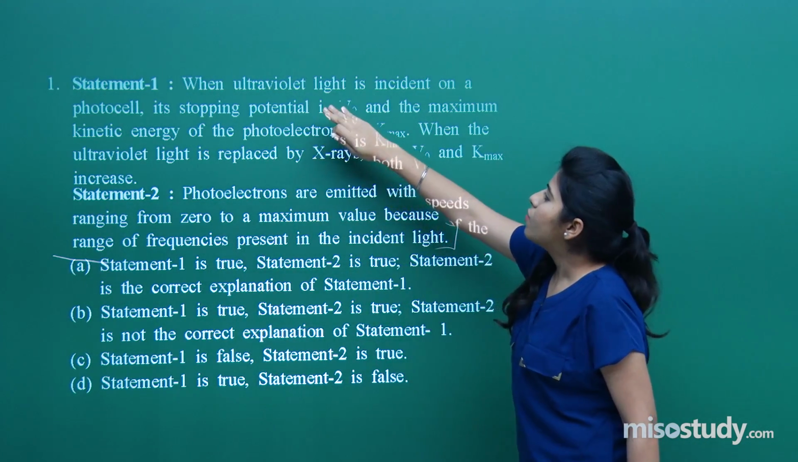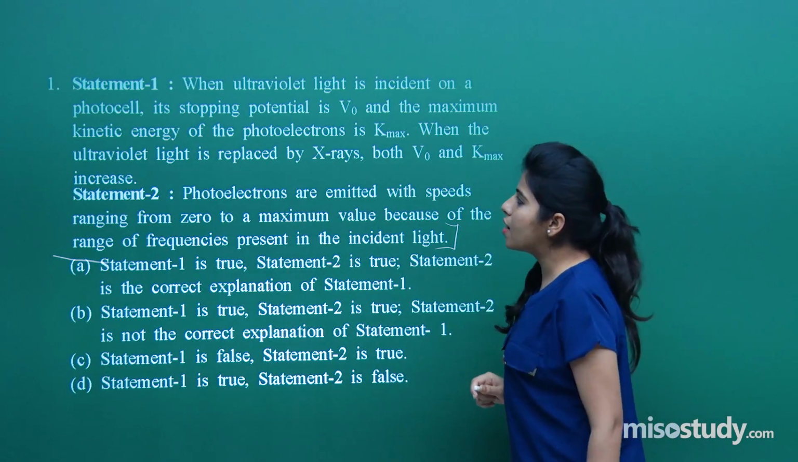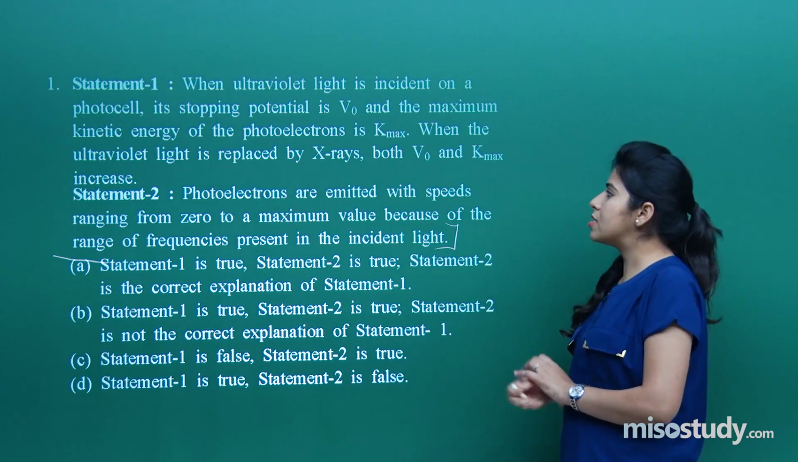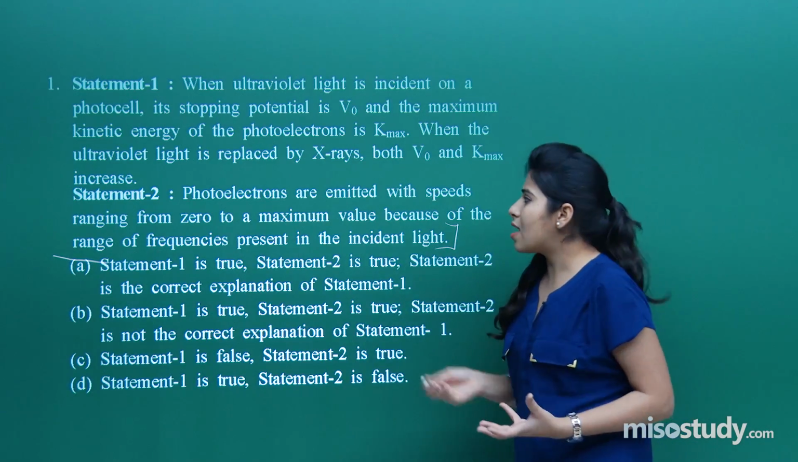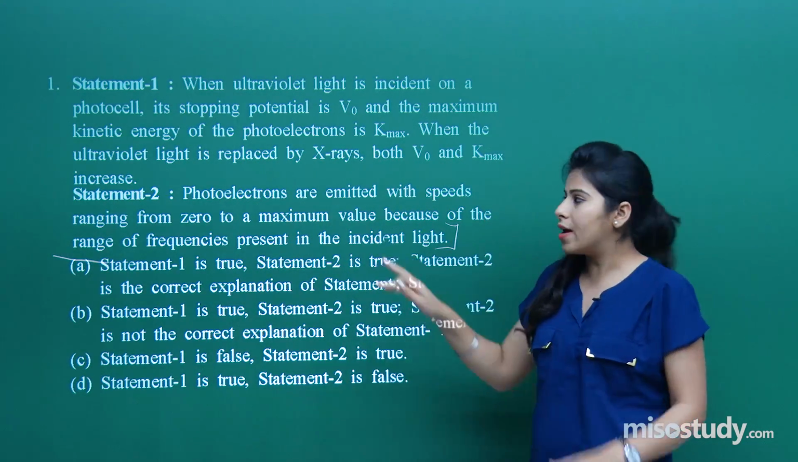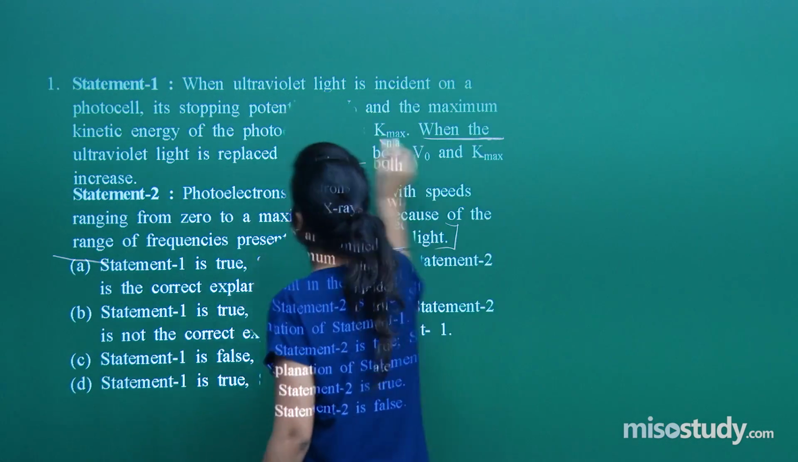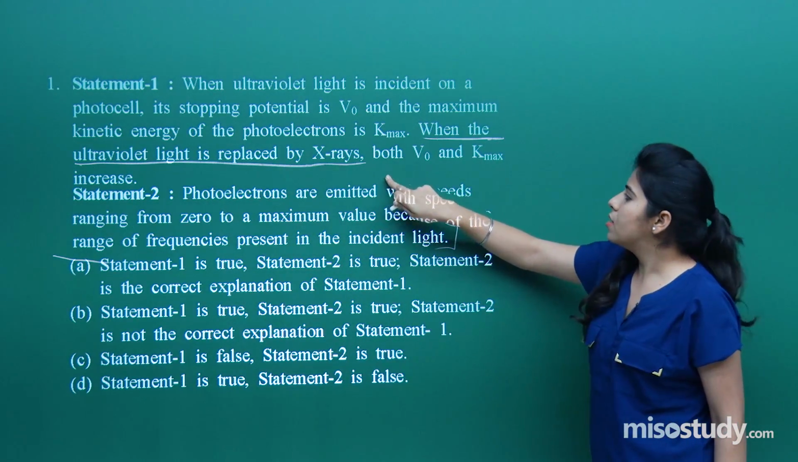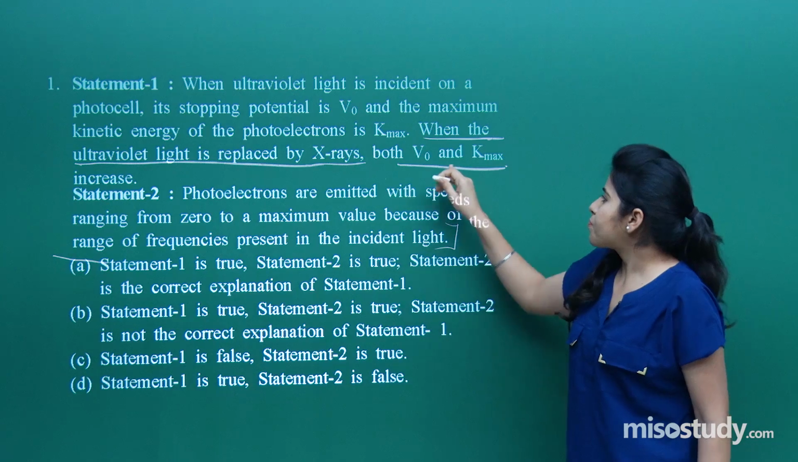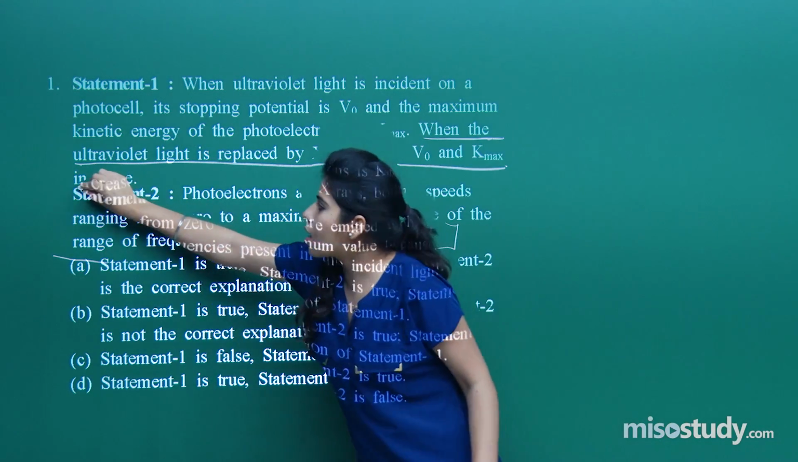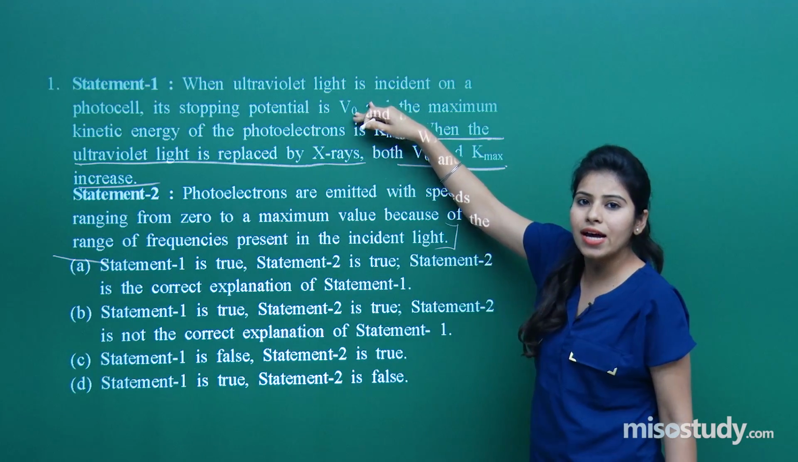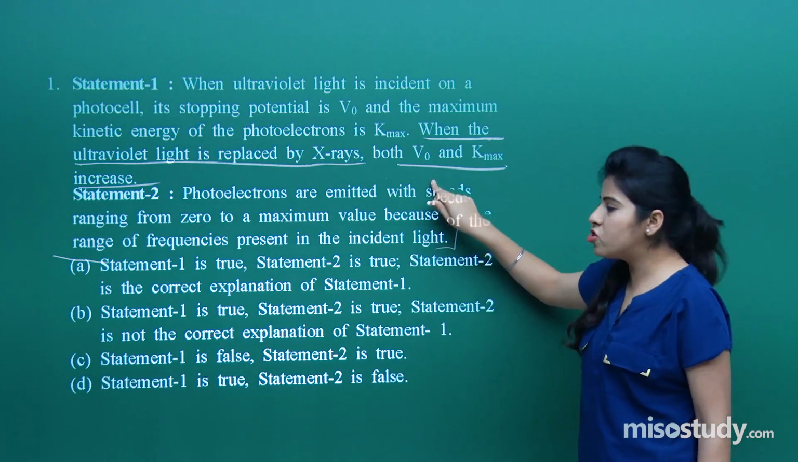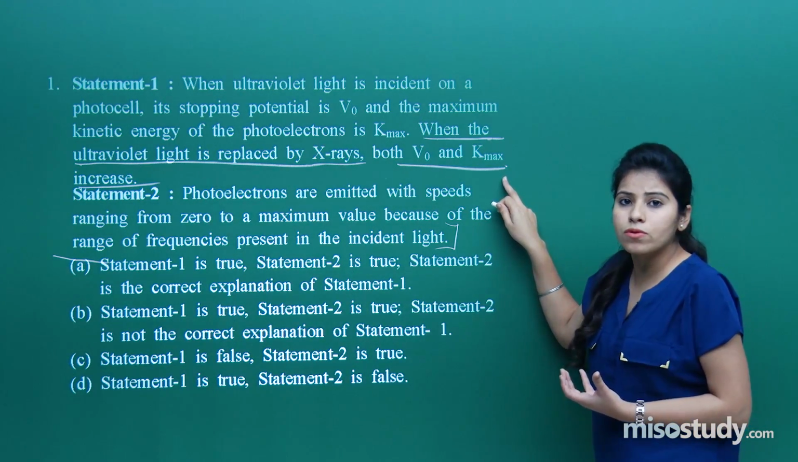Statement 1 says that when ultraviolet light is incident on a photocell, its stopping potential is V naught and the maximum kinetic energy of the photoelectrons is K max. Now they are saying that when the ultraviolet light is replaced by X-rays, the main important line in this question, both V naught and K max increase. According to them, on replacing the ultraviolet light by an X-ray, V naught, that means stopping potential, and K max, that means the kinetic energy of the photoelectrons, will increase.